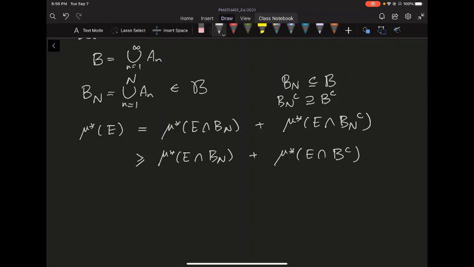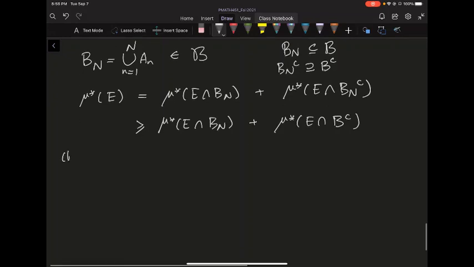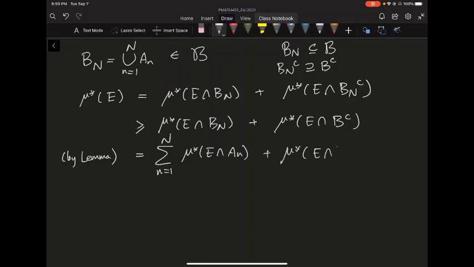Well, now let's look at the first term. Now B_N is a disjoint union of A_n, and by the lemma, we know how to compute this μ* of E intersect a disjoint union. This is really just equal to the summation of μ* of E intersect each one of them, and I sum them up going from 1 to big N. I'm now changing the second term. All right, so this is really a result of our lemma.